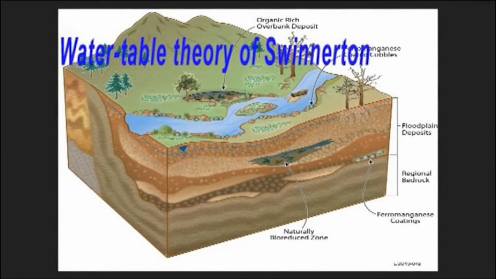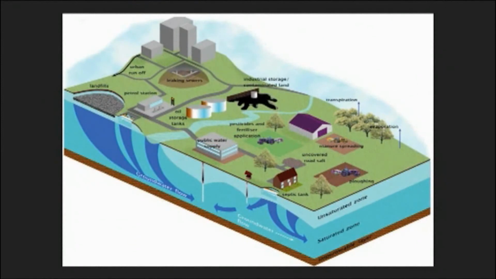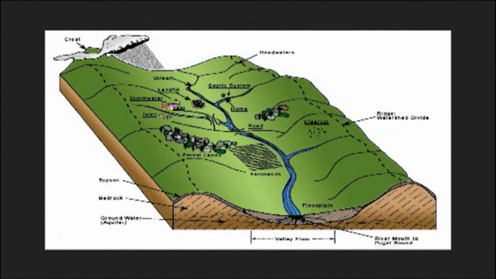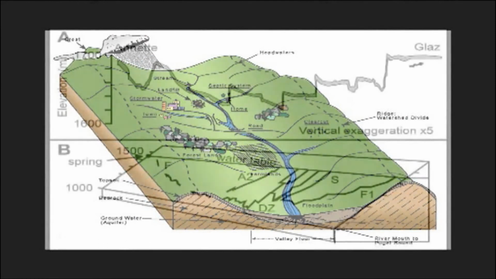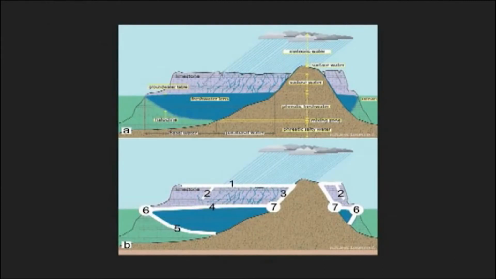The second theory, that is the water table theory of Swinnerton. According to Swinnerton in 1929 and 1932, the development of caverns is due to solution by vadose water, and the solution takes place essentially at the level of the water table by laterally flowing water. The theory has been called the water table theory because of his emphasis on the lateral movement at the level of the water table. As the surface streams cut down and deepen their valleys, the lateral flow of the water at the top of the water table is accelerated.